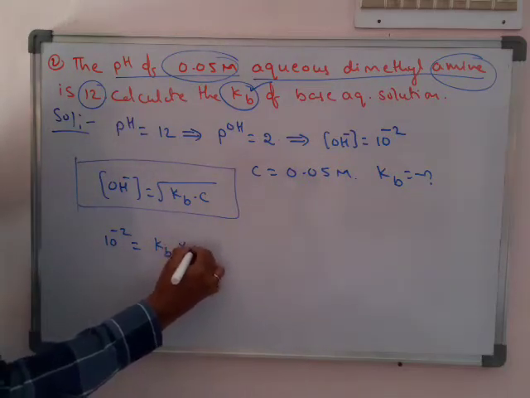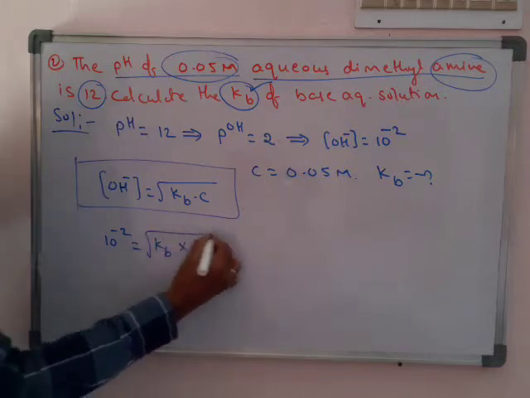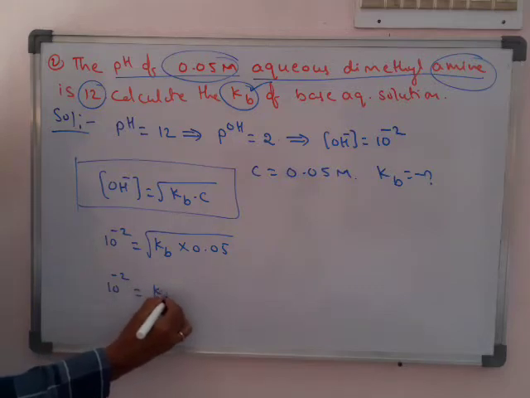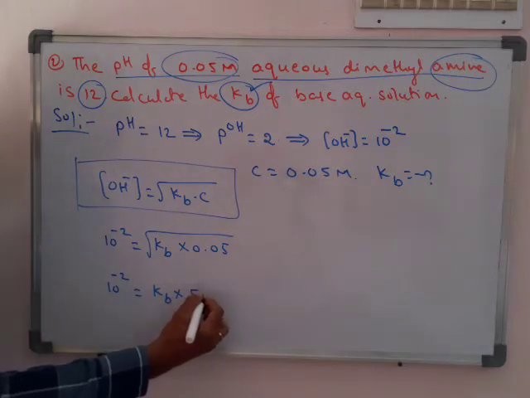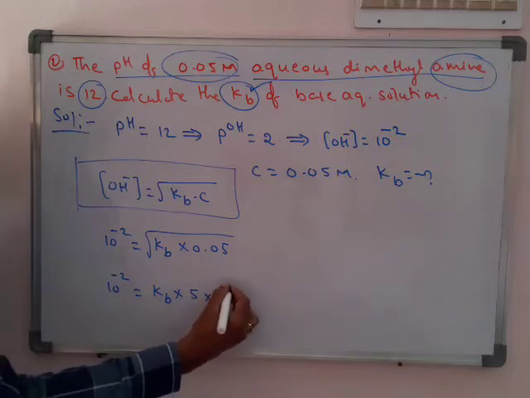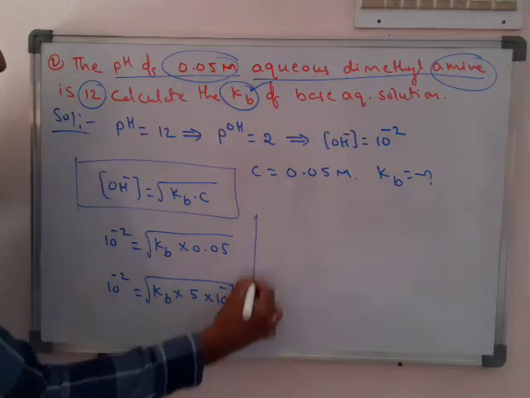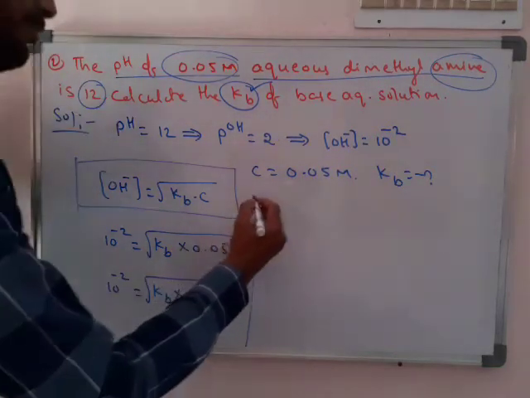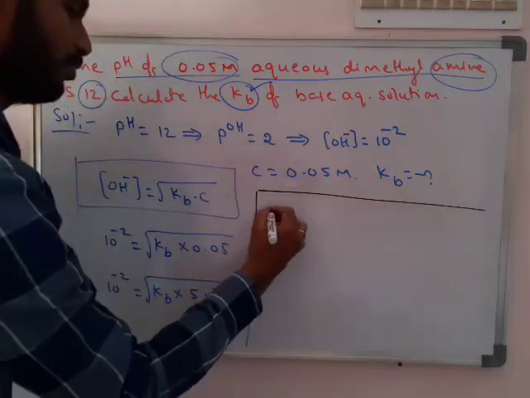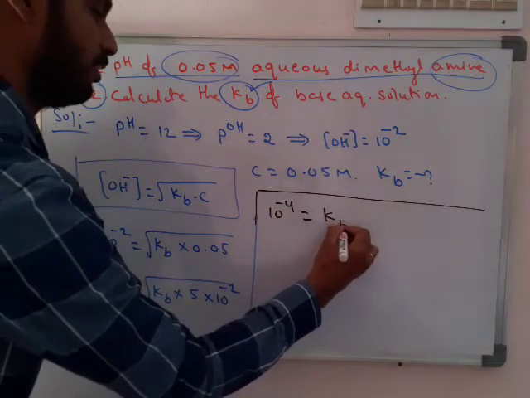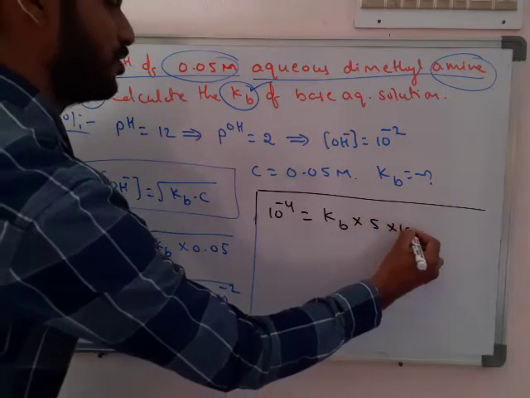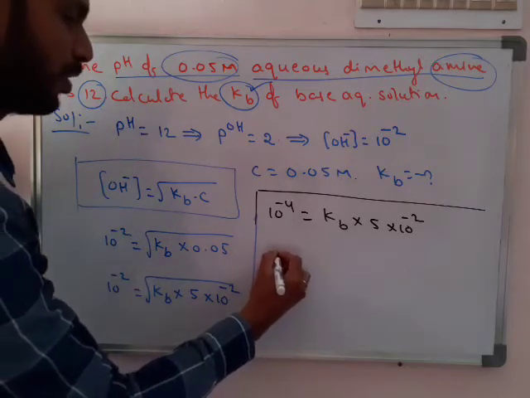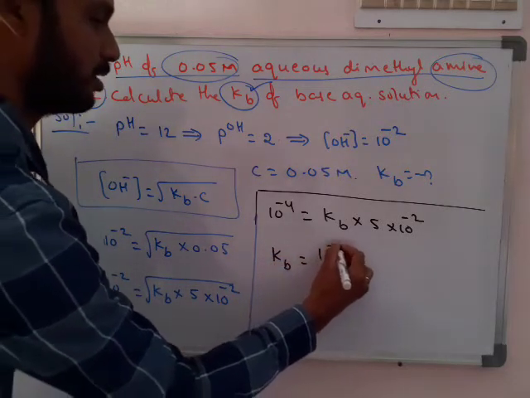What is C? Okay. So Kb into, write it as 5 into, thus squaring both sides. On squaring both sides we will get 10 power minus 4 equal to Kb into 5 into 10 power minus 2. Okay, root first square cancel. So now what is the Kb? So Kb equal to 10 power minus 4.